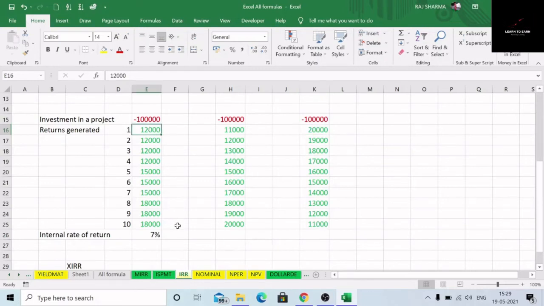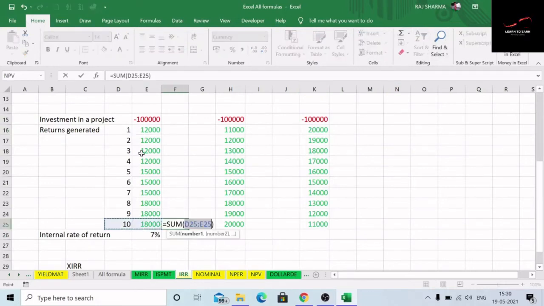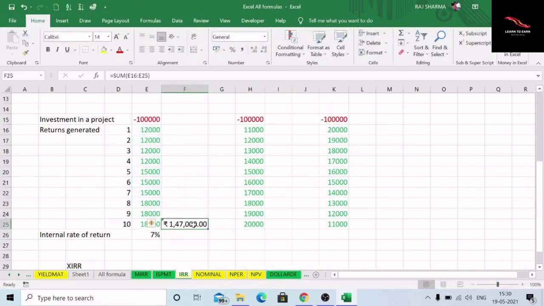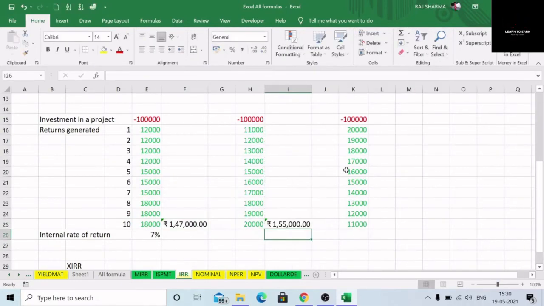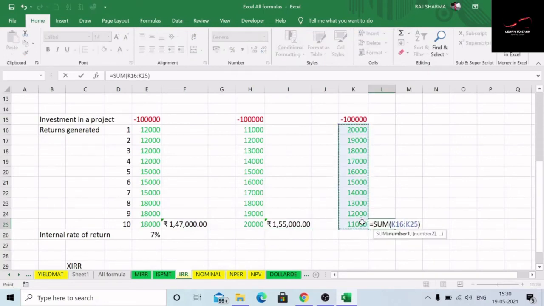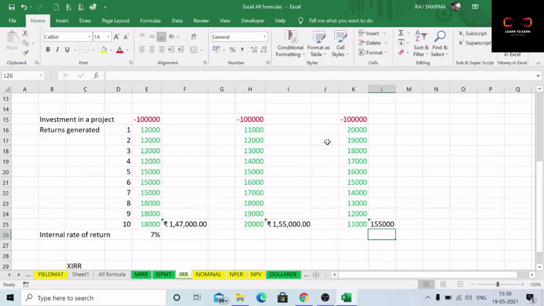If we take a summation of these returns, you can see the first project is fetching me, in absolute terms, 1,47,000. The second is fetching me 1,55,000, and the third one is also fetching me 1,55,000. Now let us work out the internal rate of return so that we can take a call on which project is beneficial to us.